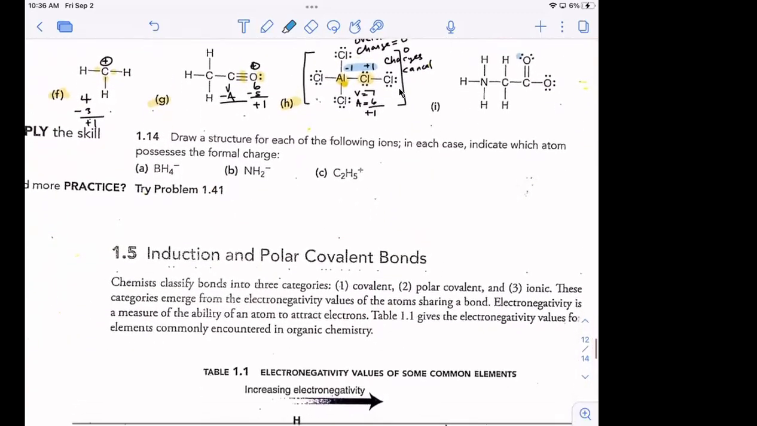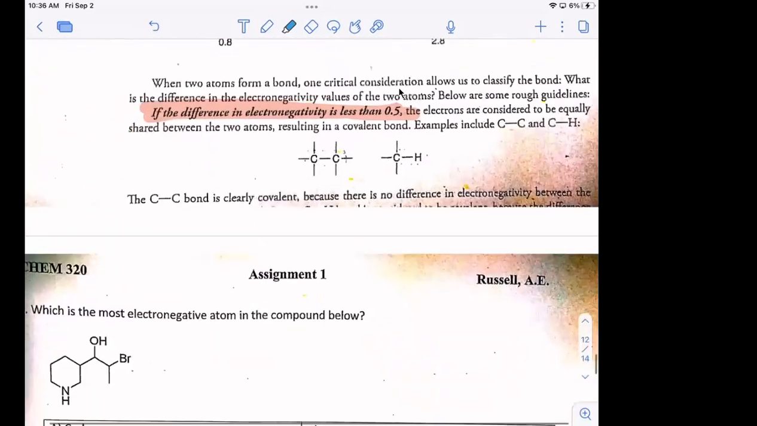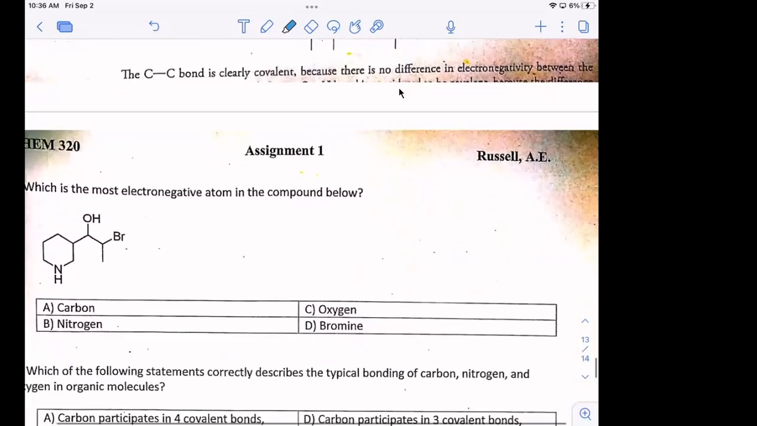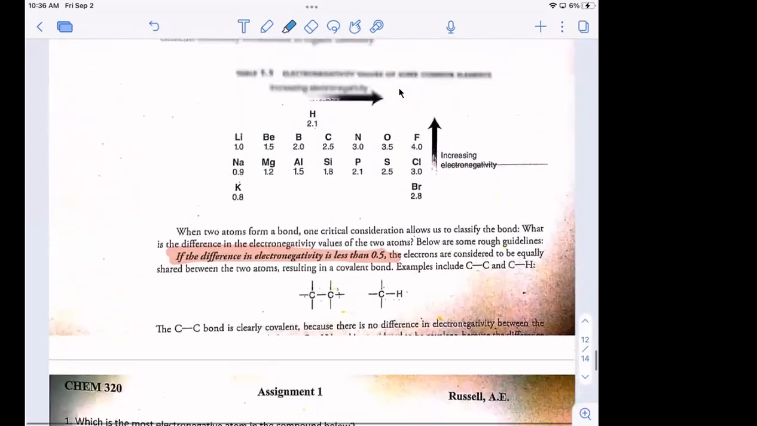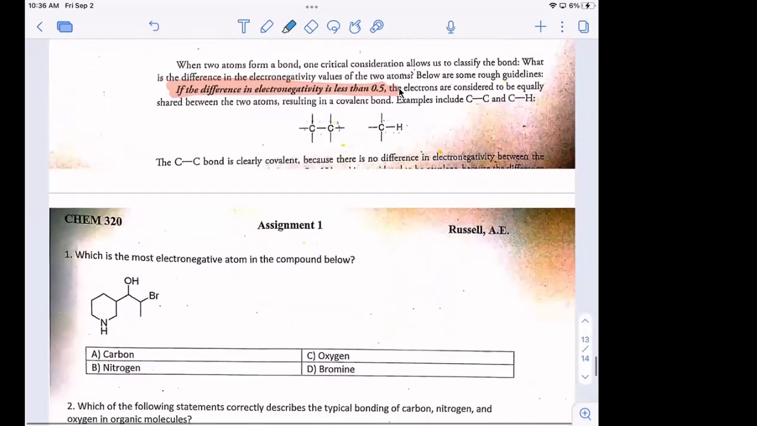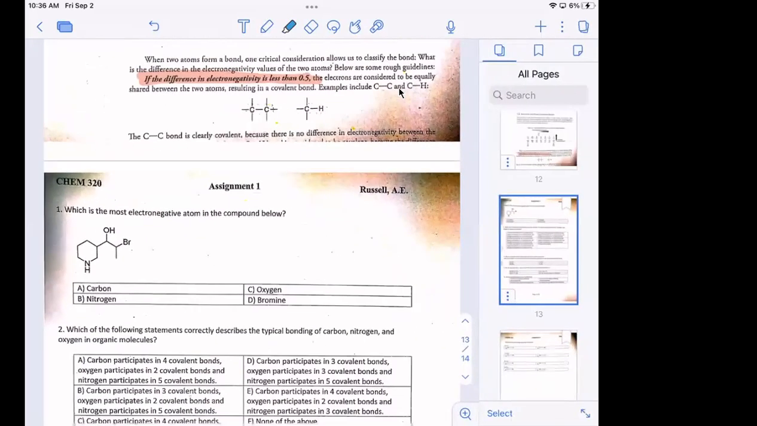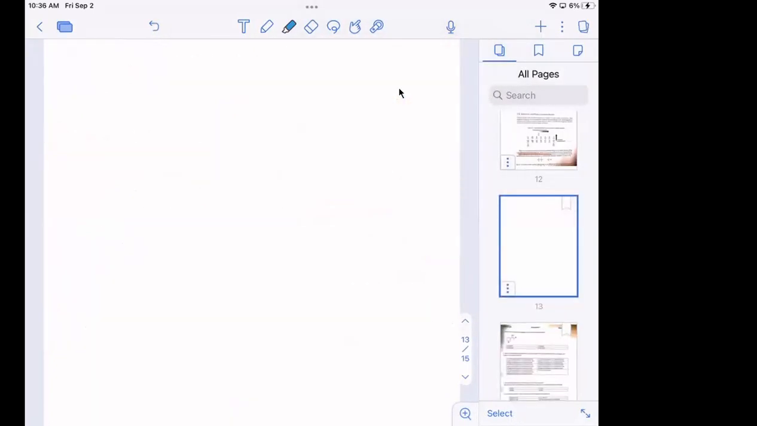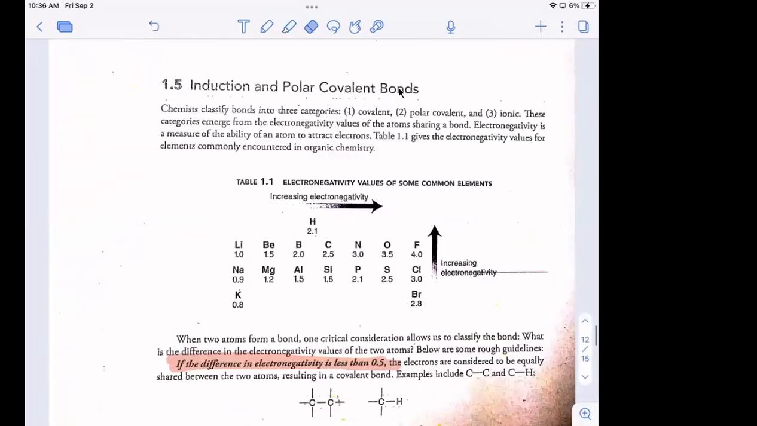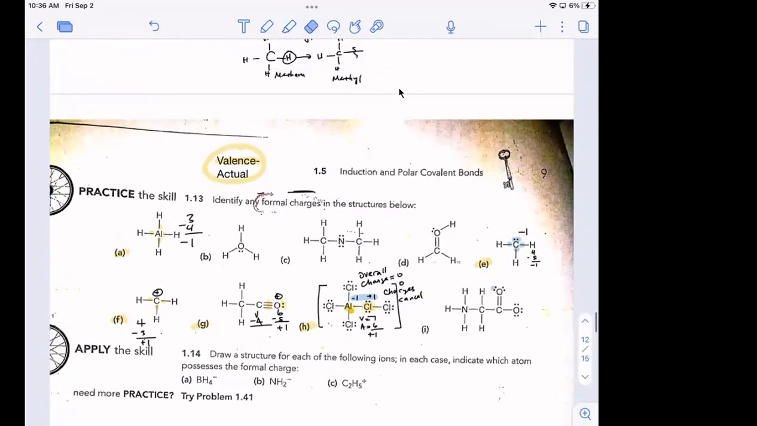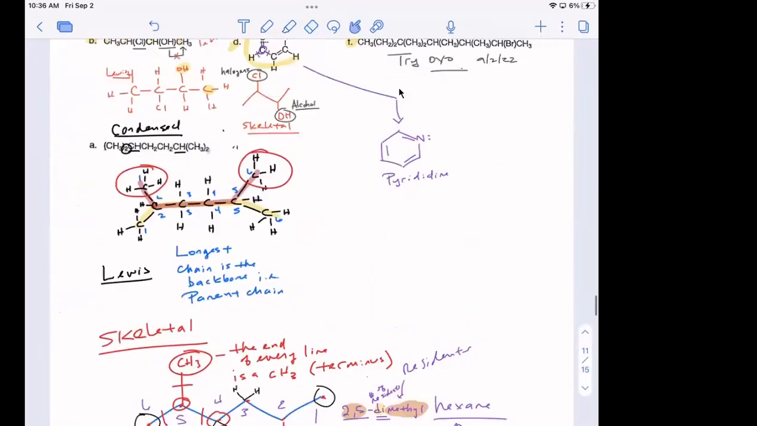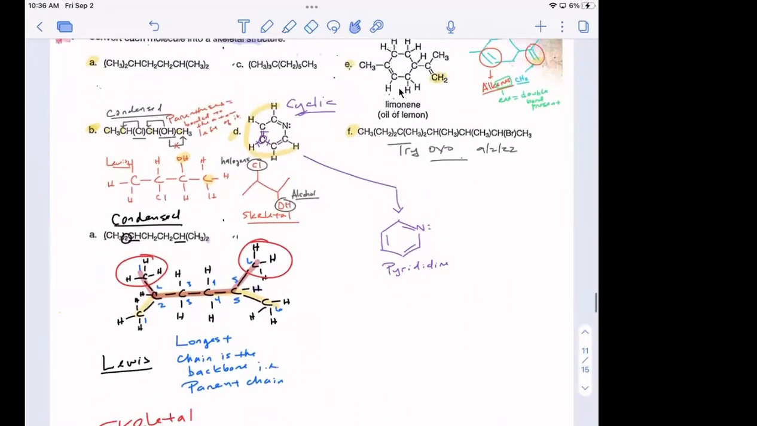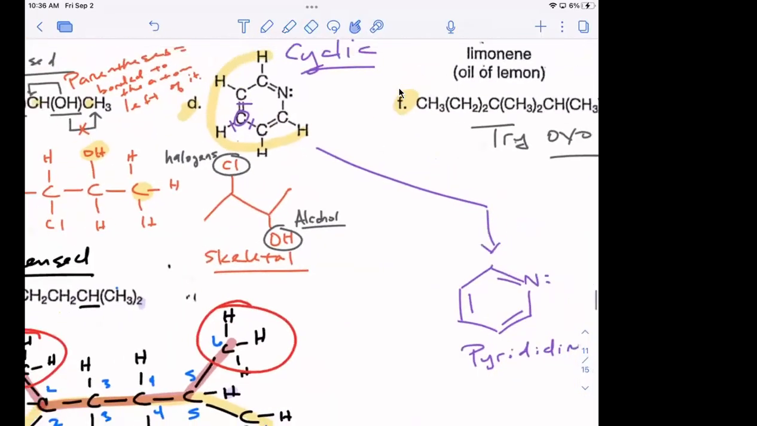Excellent. All right. Let's go to here. But I want to add a page because I want to talk to you first about bonds and polar covalent bonds and non-polar covalent. I think I mentioned it in one of the lectures, but I want to talk in more detail about it here. So I'm going to grab this example that we did up here.